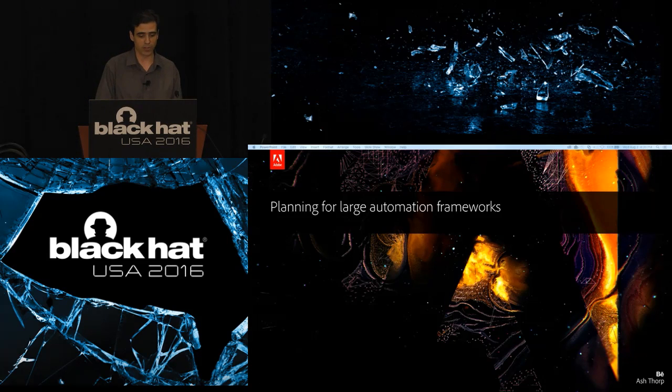But let's say you want to go for the large automation framework. You've done those small projects, the little side things, but you want to be able to build an automation project for within your own organization. What are the design things that you can look at?